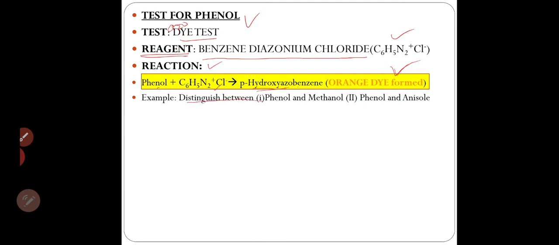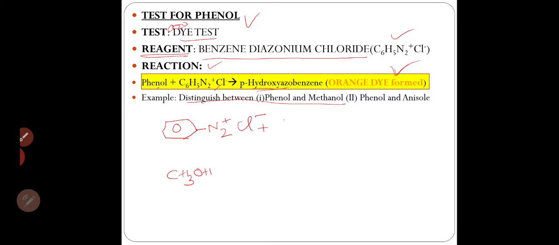Suppose you are asked to distinguish between phenol and methanol. What is phenol here? Phenol, and methanol. For this you can do the Lucas reagent test, or otherwise you can do another test. This is a very easy test. For phenol, the test you are going to do uses benzene diazonium chloride, and this is benzene diazonium chloride.